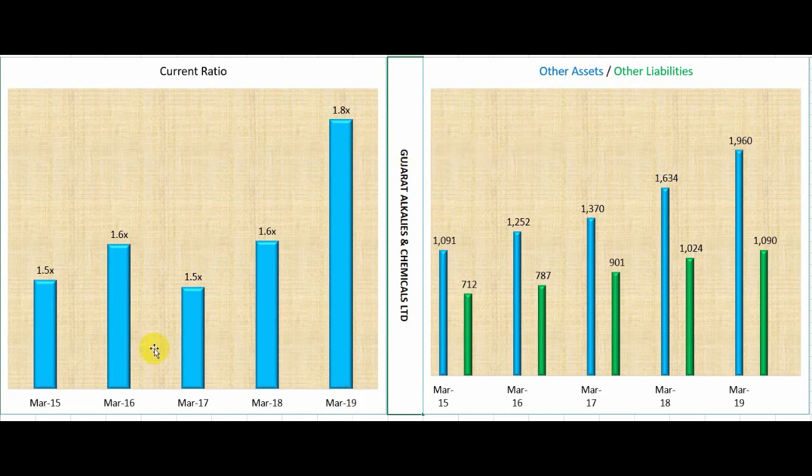In March 19, in fact, from 15 till 19, the company's assets have always been more than its liabilities, and it was always in a comfortable position. Even if it had to pay all its liabilities in March 2019, that was around 1,090 crores of current liabilities, it could have easily paid using its current assets of 1,960 crores.